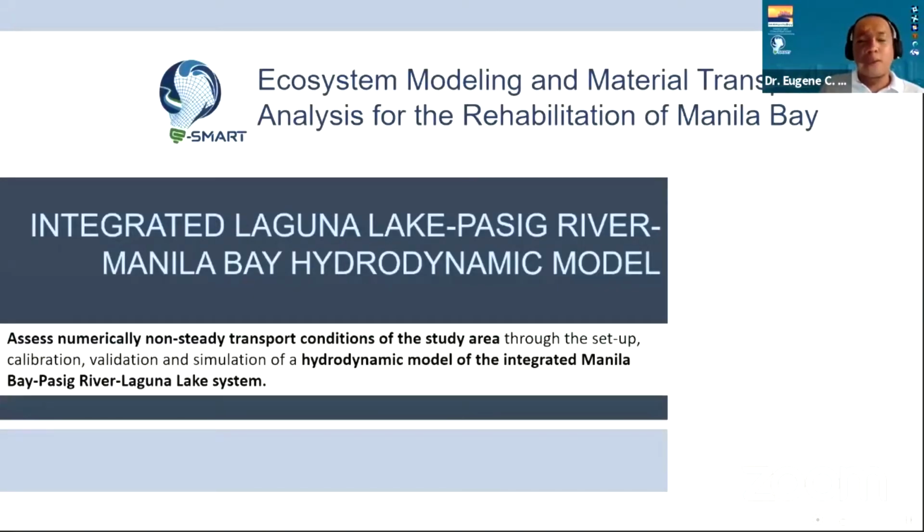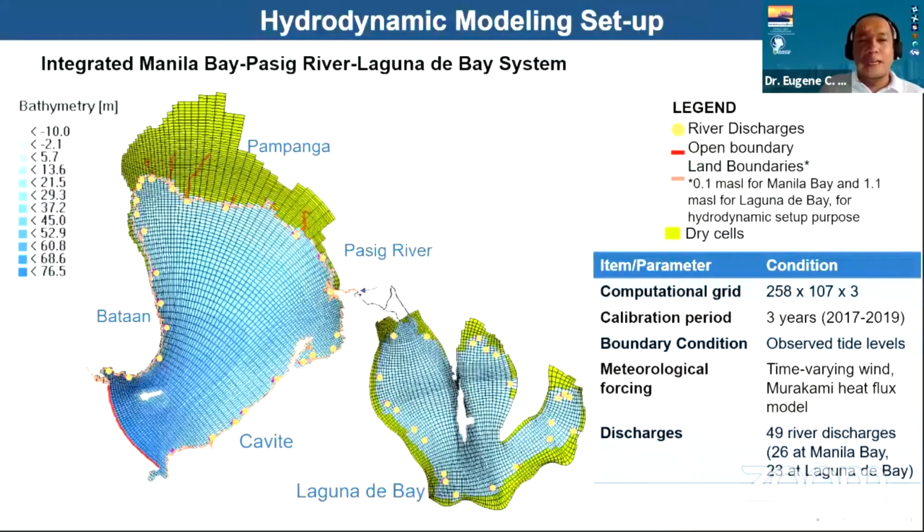And then correspondingly, we move on now to the hydrodynamic model. This is the part where we model the open water conditions of the integrated Manila Bay, Pasig River, and Laguna Lake. Something like this one. So we want to know how water moves within this integrated system.